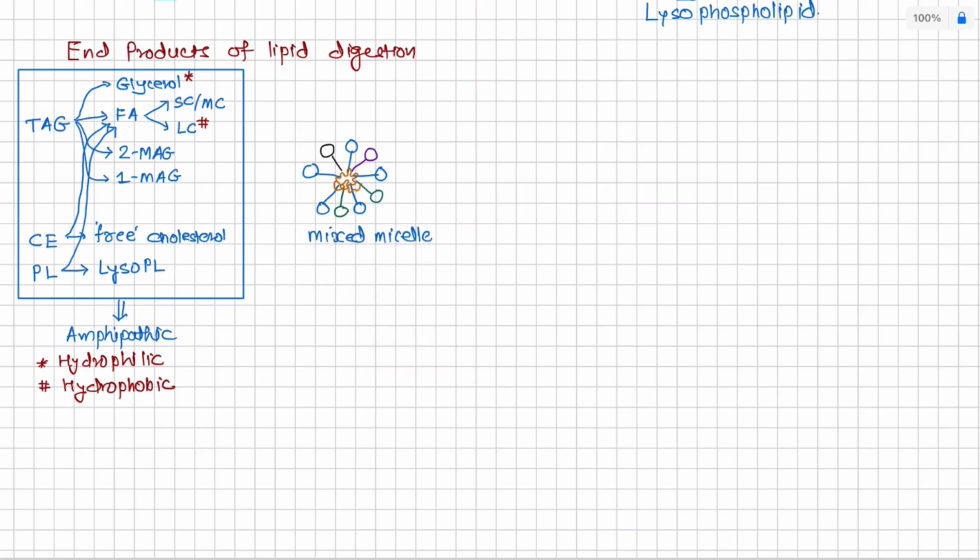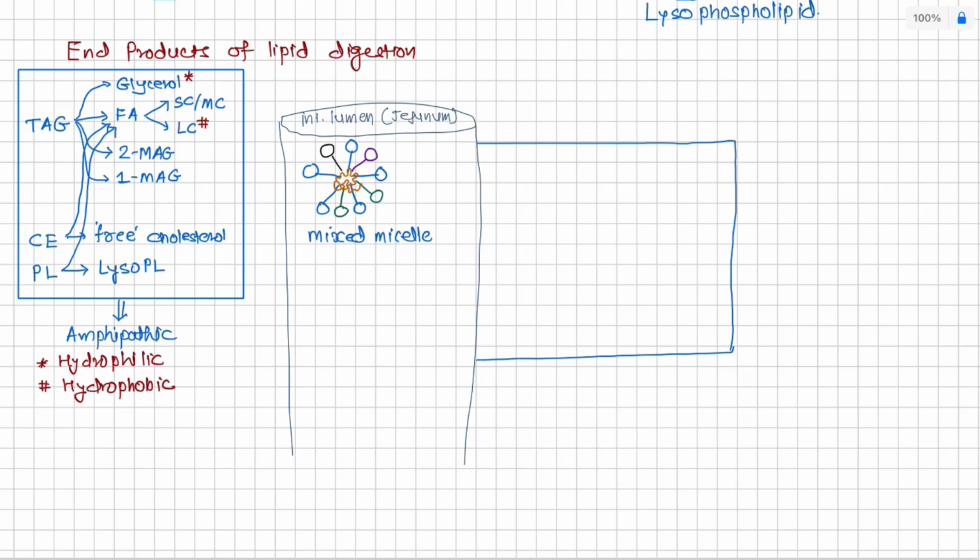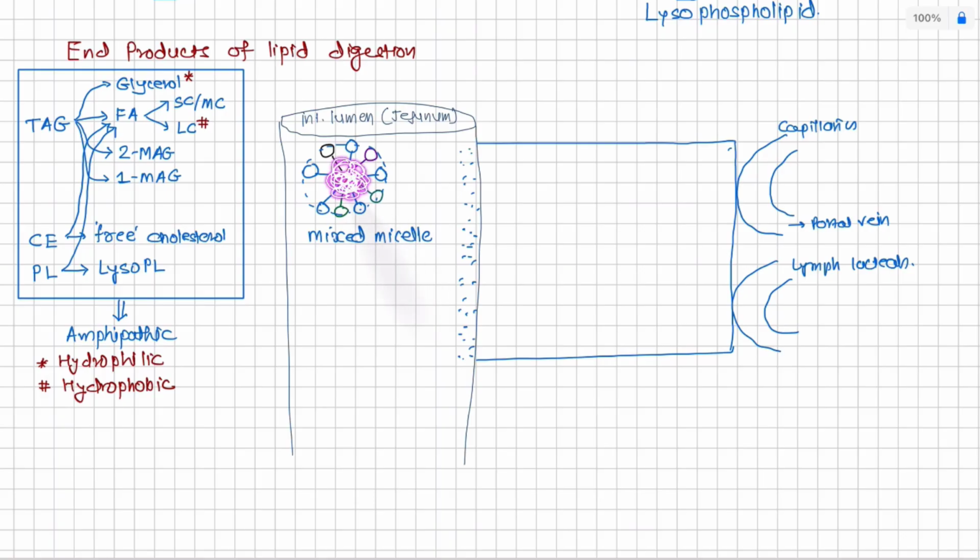These mixed micelles are still in the intestinal lumen and specifically in the jejunum. Suppose this is the intestinal mucosal cell. This is its apical surface which has a water layer on it, and this is the basolateral side. On this side, the cell is in contact with capillaries which drain into the portal vein and lymph lacteals. Now here, the micelle surface consists of hydrophilic parts while the center contains the hydrophobic part. This arrangement allows them to interact with the unstirred water layer on the surface of intestinal cells in the jejunum.